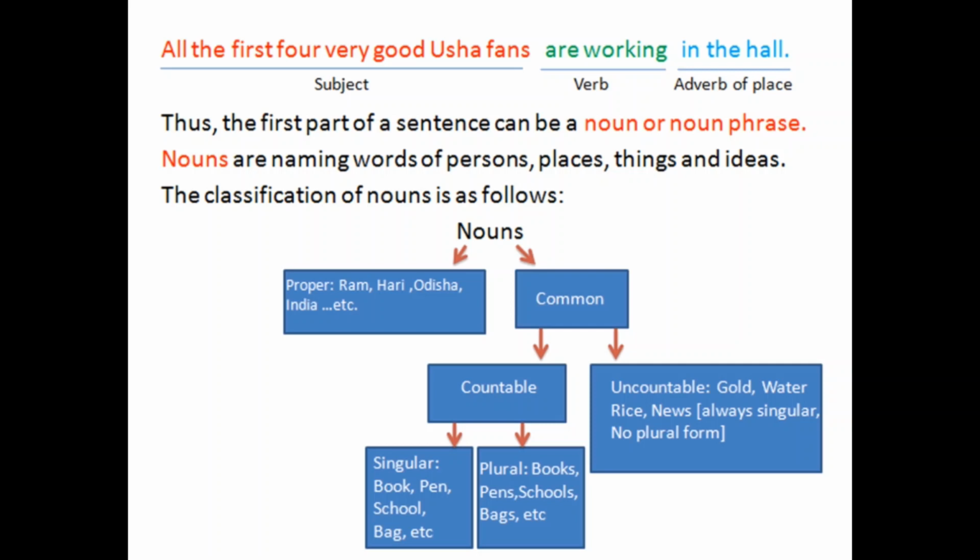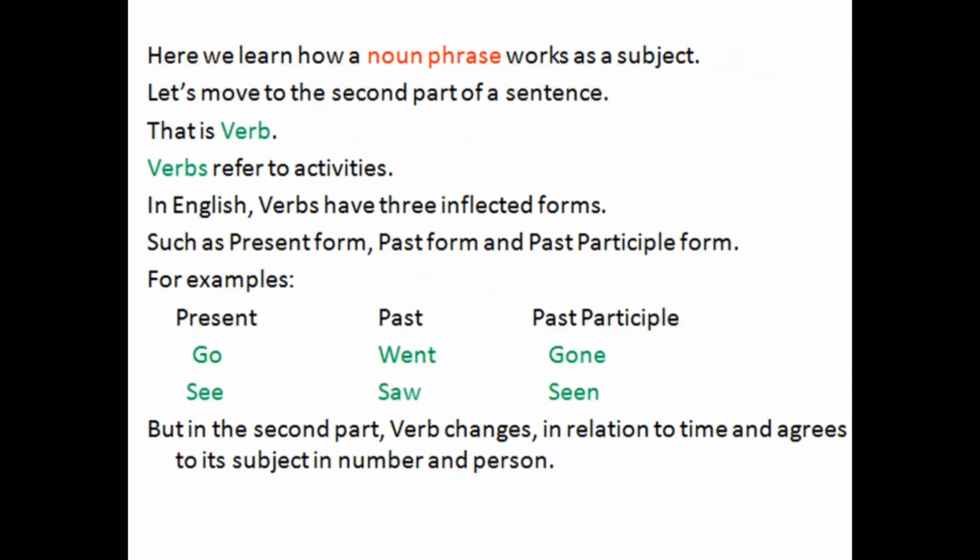Countable nouns can be counted and have a plural form like book, pen, school, bag and their plural forms are books, pens, schools, bags, etc. Then uncountable noun. Uncountable nouns cannot be counted, are always singular or have no plural form, like gold, water, rice, news, etc. Here we learn how a noun phrase works as a subject. Let's move to the second part of a sentence, that is verb.